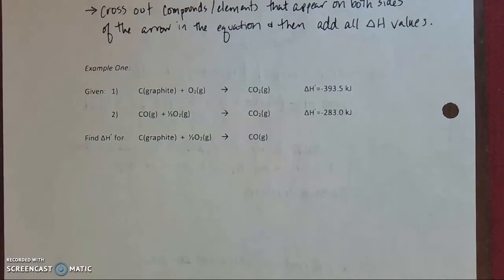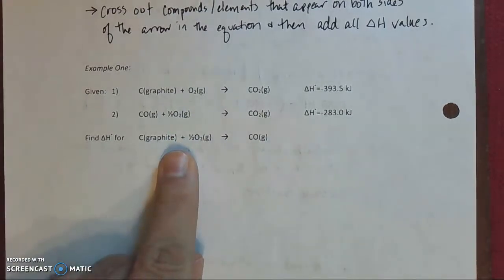So in this example, we are given two equations. Carbon in the form of graphite plus oxygen yields CO2, and they give us a delta H value of negative 393.5 kilojoules. And then carbon monoxide gas plus 1/2 of a mole of oxygen yields carbon dioxide gas, and that is also exothermic at negative 283.0 kilojoules. We want to find out what the delta H is for this equation here.